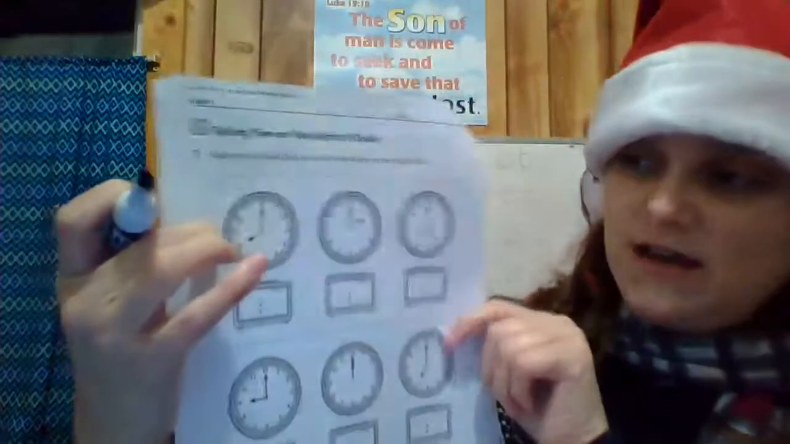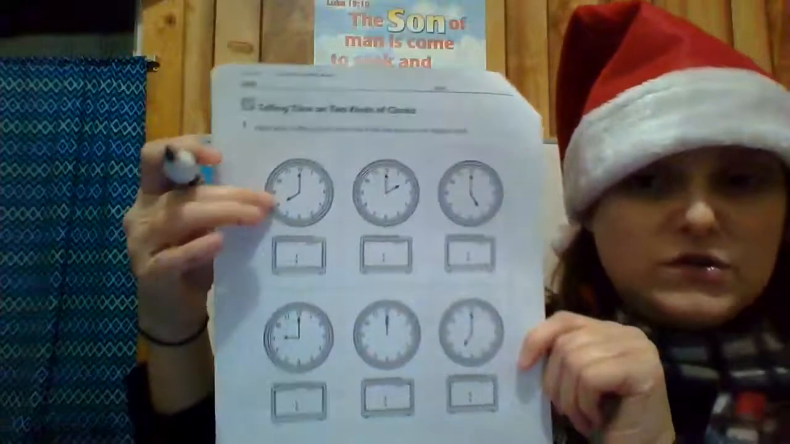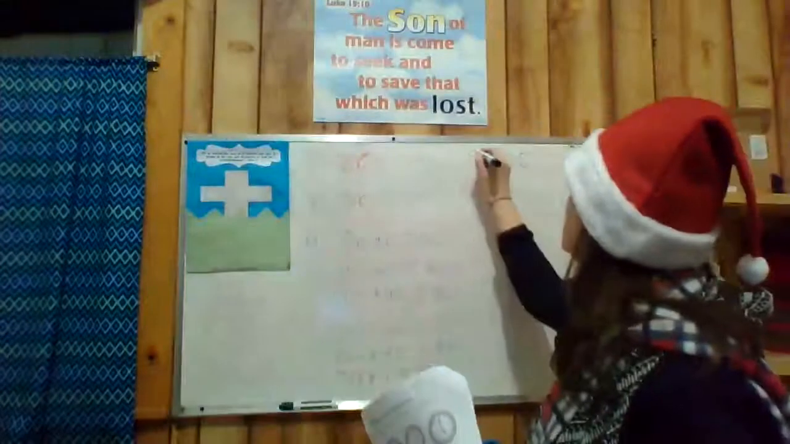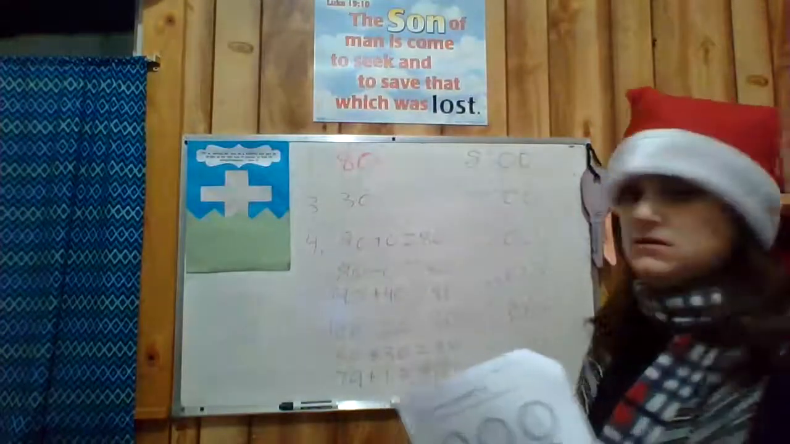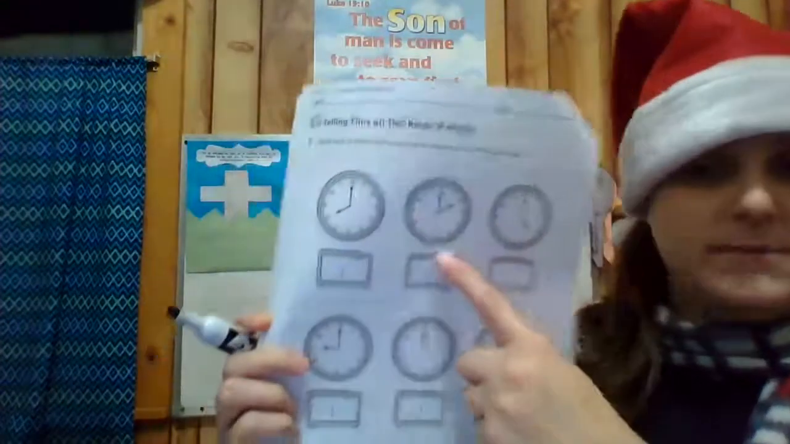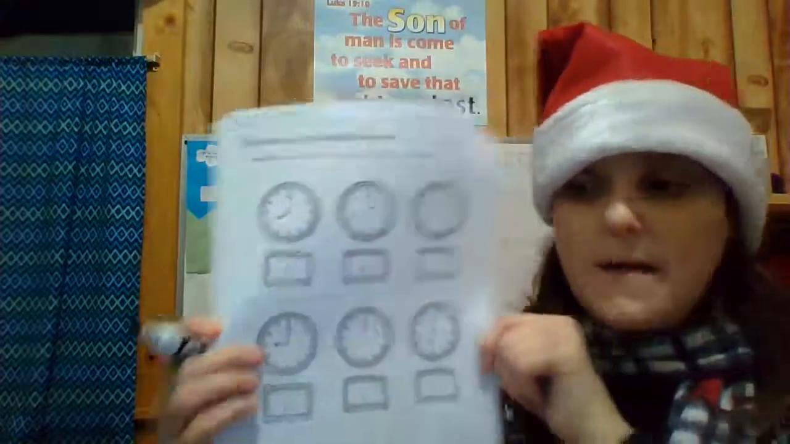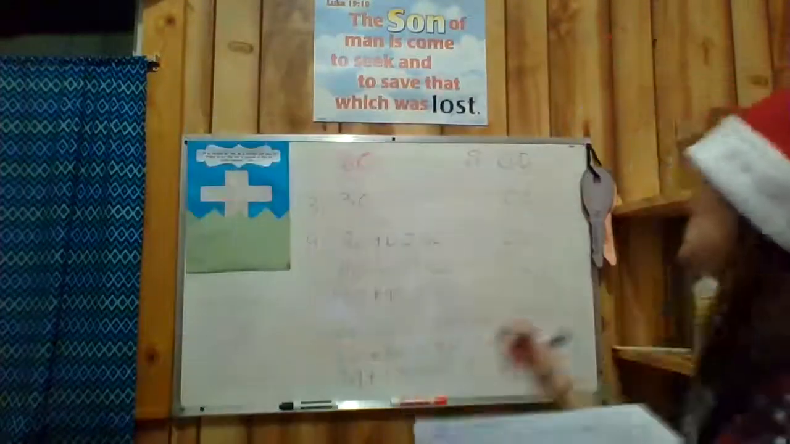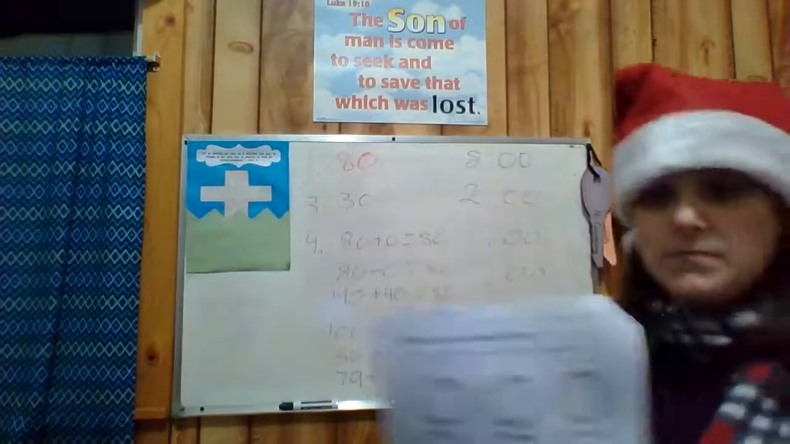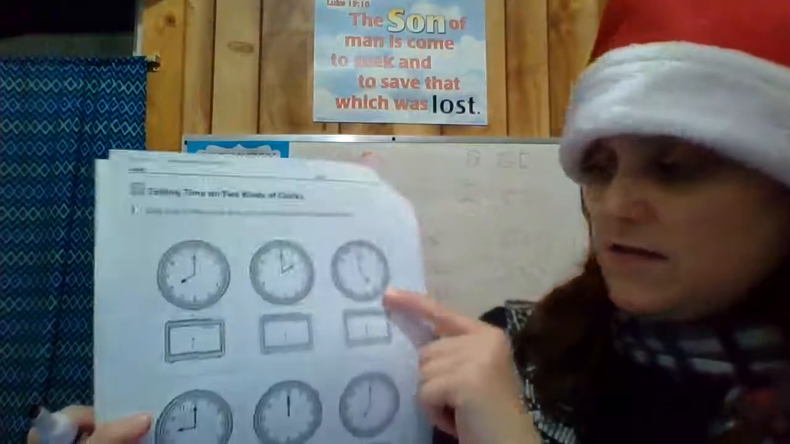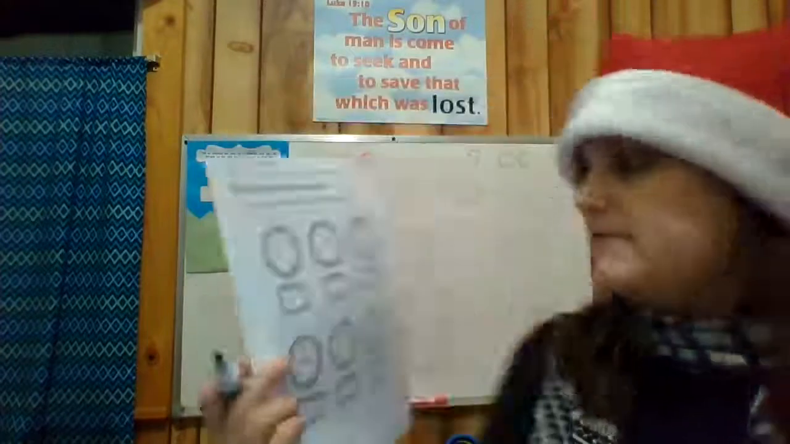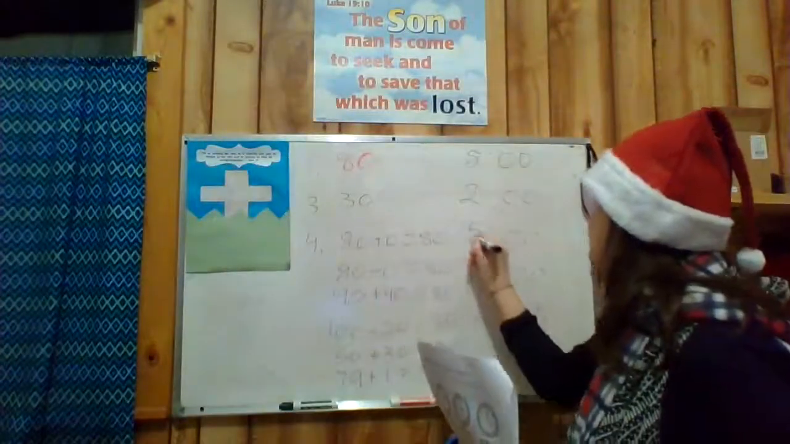Okay, let's look at the first one. The shorthand tells us the hour, and in this first one, the shorthand is pointing to the 8. So the first clock is 8 o'clock. The one in the middle on the top, the shorthand is pointing at the 2. So we have 2 o'clock. Last one on the top row, the shorthand's pointing at the 5. So we have 5 o'clock.